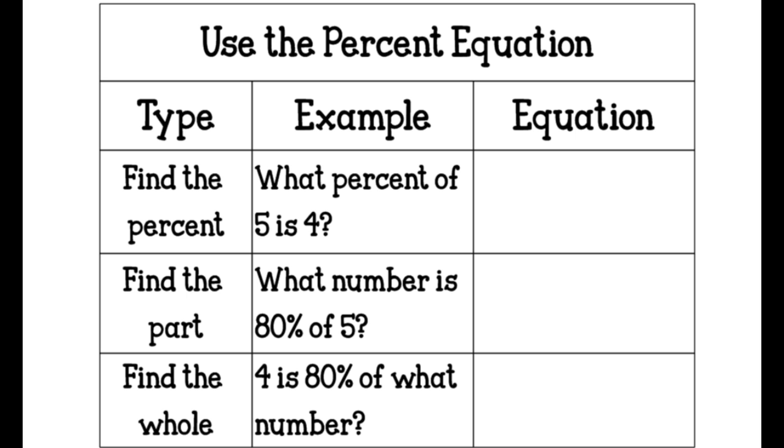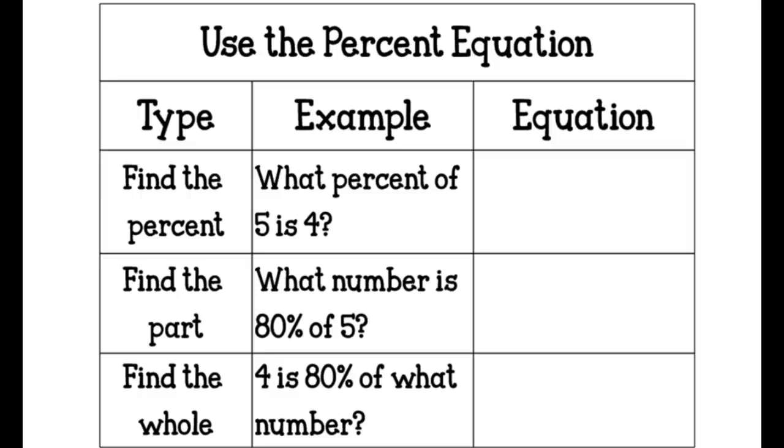So there are 3 different types of percent problems that they might give you. They might give you what percent of 5 is 4. So there you have to find the percent. They might give you what number is 80% of 5. So you're finding a part of 5, 5 being the whole, and you're finding 80% of 5. Or you might have 4 is 80% of what number. So they gave you the part, and you need to find the whole.